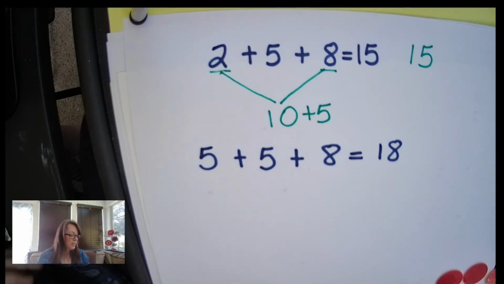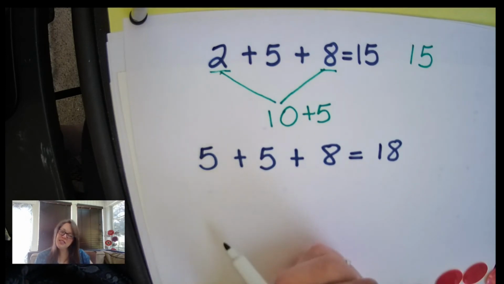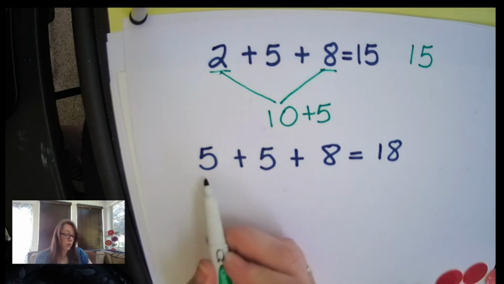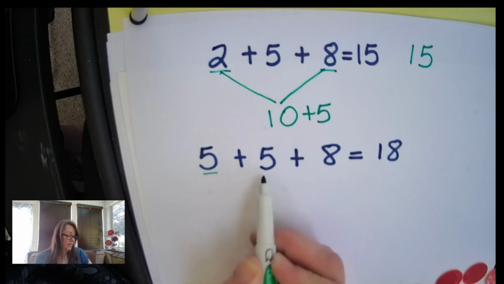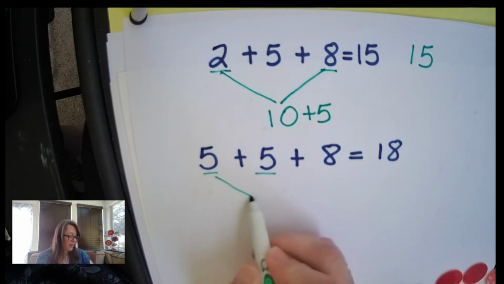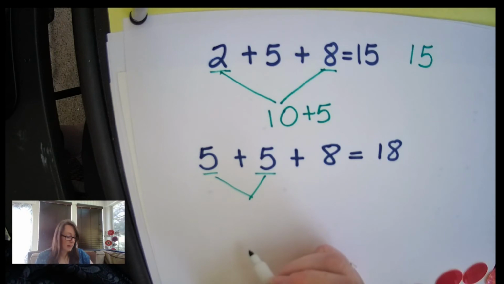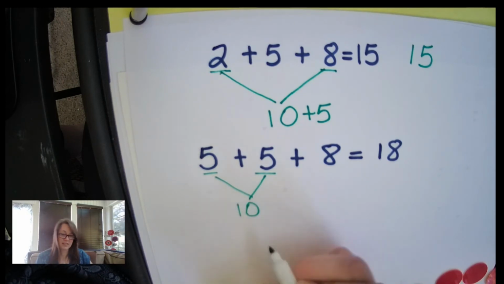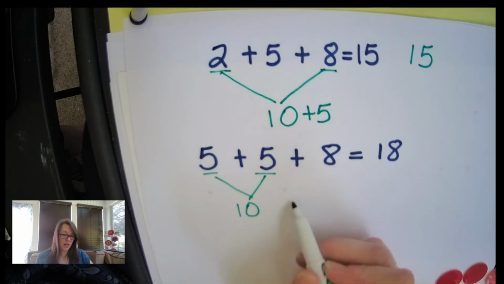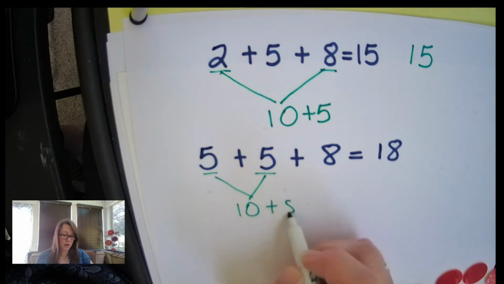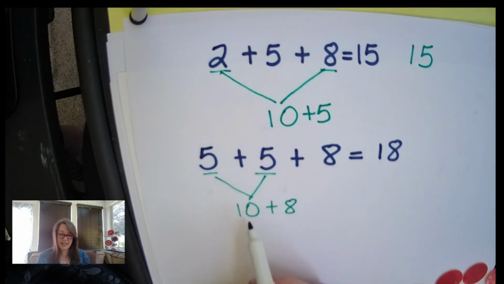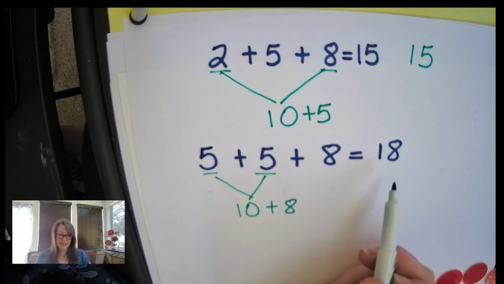Oh, good. I'm glad you thought about the making 10. Where did you see the 10? Lori saw the 10 in the 5 plus 5. 5 plus 5 equals 10 plus 8 more. 10 and 8 more equals 18.